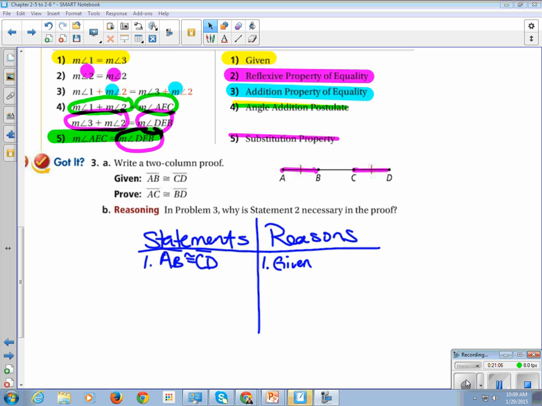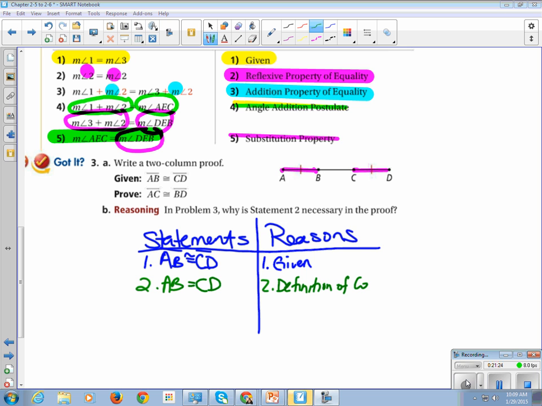Okay, that line AB is equal to line CD. And that's the definition of congruence. When you have two congruent line segments, that means the line segments are equal. All right, so number 3, if I say BC is equal to BC, that's the reflexive property.